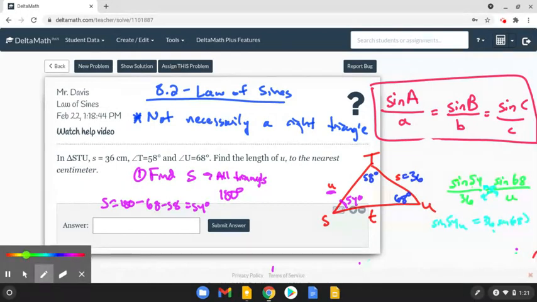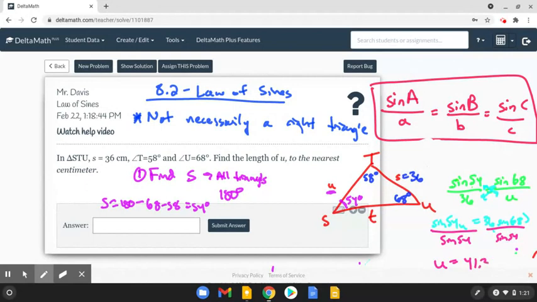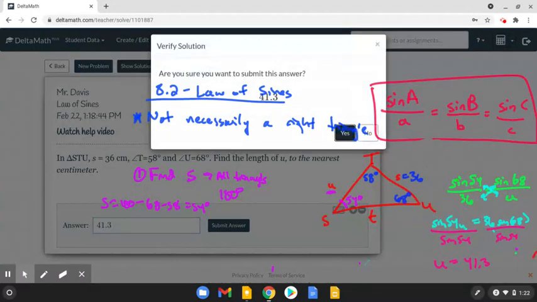To get the u by itself, we then just divide by the sine of 54 on both sides. And we'll type all that in to get u. So 36 sine of 68, enter, divided by sine 54, enter, 41.25, so 41.3. So this is just an example of where there's one extra step. All of these are doable.